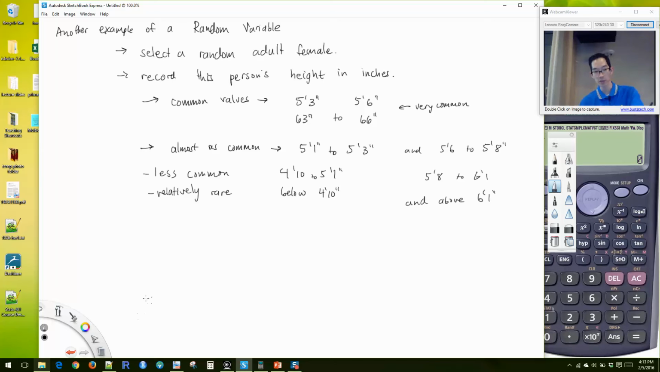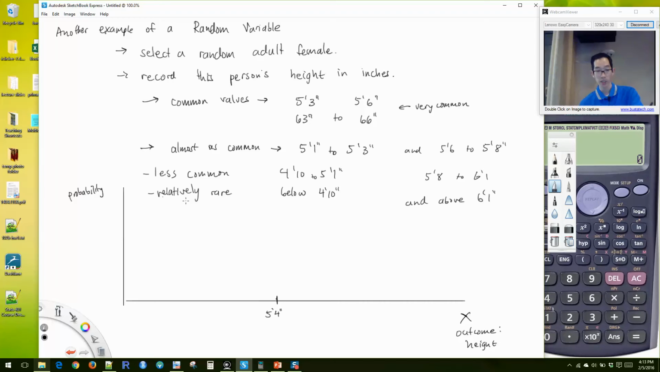All right, and so to display something like this, okay? Along the x-axis, we have our outcomes, which in this case is the height, right? And we can mark off what goes in the middle. I'm going to put something like 5'4", okay? And along the vertical axis will be our associated probability. And what we'll see is that around the middle, around 5'4", these are quite common, and so the associated probability is quite high.